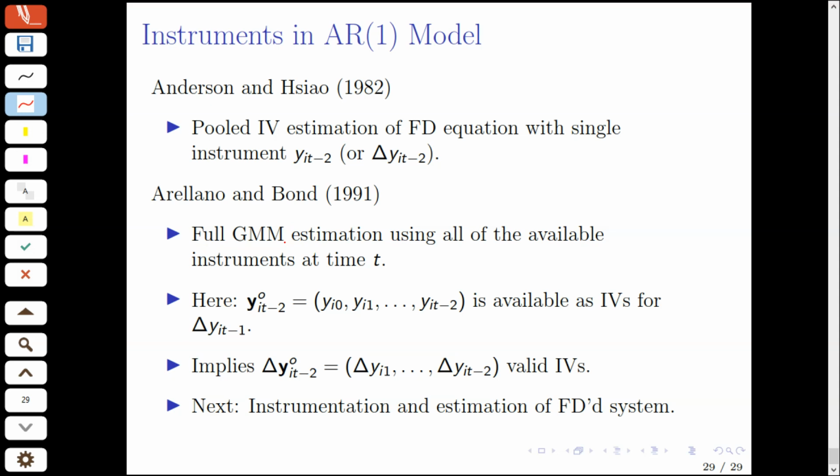In this first-order autoregressive model, the relevant instruments, which would correspond to x_{i,t-1}^O, all of the past regressors, are given by all of the outcomes up to and including period t minus 2, by which I mean that these variables are available as instruments for the difference in the lagged outcome. Since all of these past outcomes up to and including period t minus 2 are available as instruments, functions of these variables are valid instruments as well. In particular, the vector of lagged difference outcomes up to and including period t minus 2 would also serve as valid instruments.